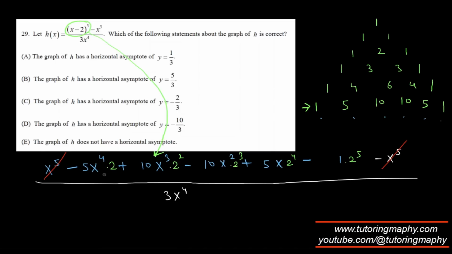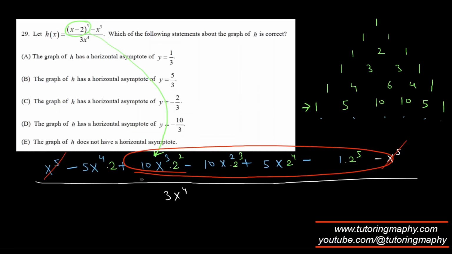And now you understand why I said I don't really need the other terms, because I'm only interested in the leading term. And the leading term on the top is only this one, right? So it's negative 10 x raised to 4 at the top and 3x raised to 4 at the bottom. And the horizontal asymptote is just going to be, since the degree is the same, the ratio of the leading coefficients, which is negative 10/3, which makes option D the correct choice.